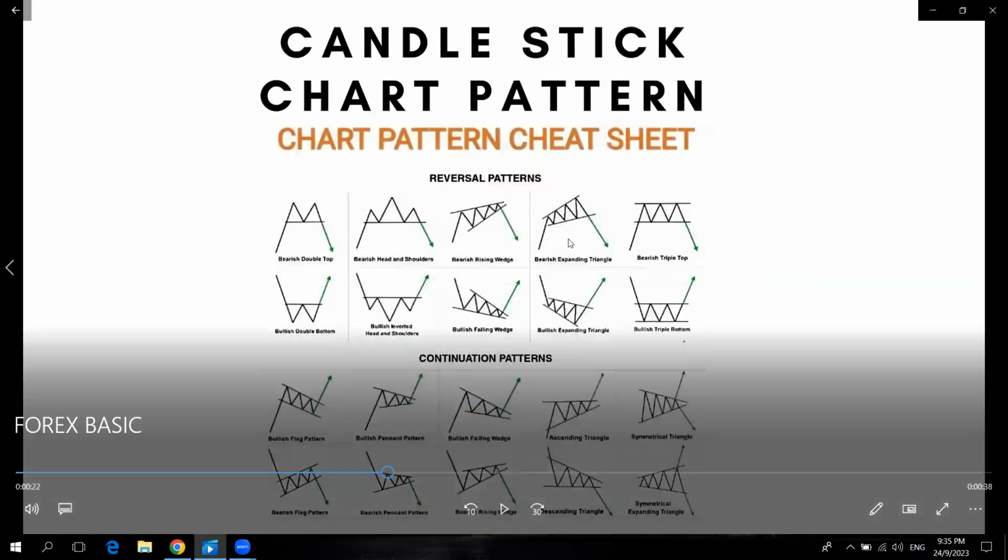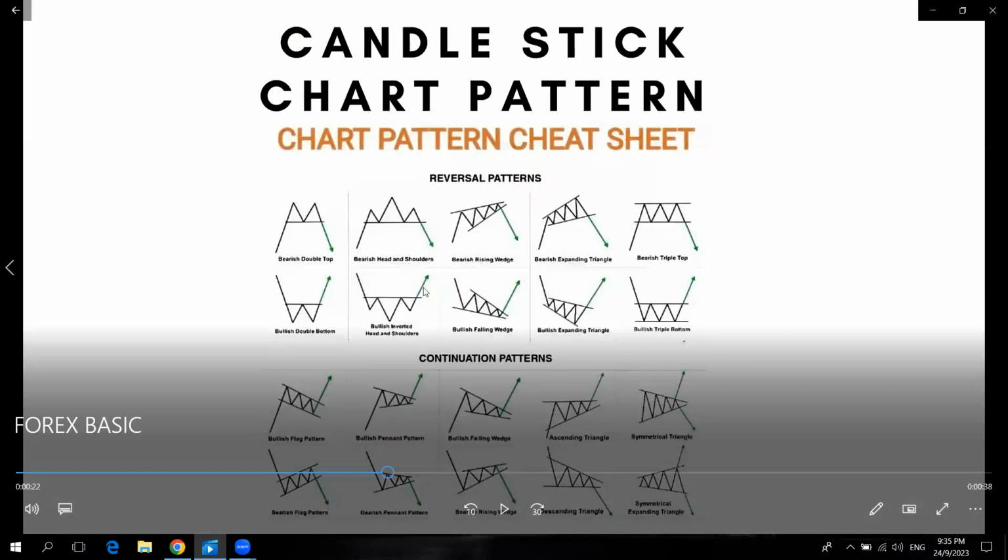As you can see here, this is what I mean. We have the left shoulder, we have the head, and we have the right shoulder, which is going to the upside. If opposite, we have the left shoulder, the head, and the right shoulder going to the downside. So we also have the double top and the double bottom.